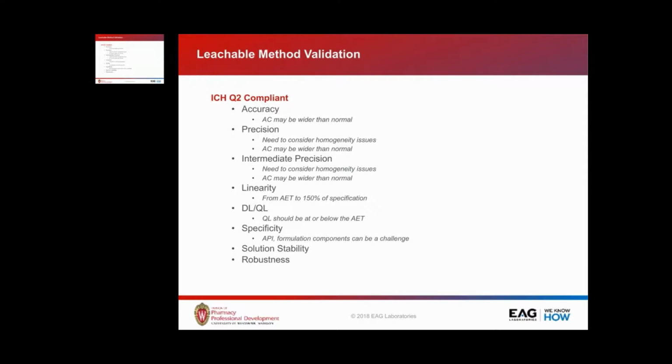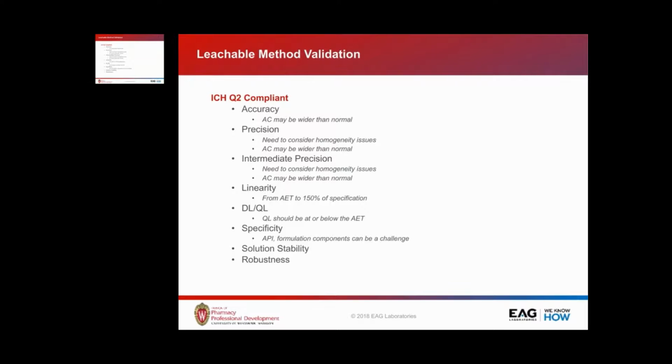Precision gets to be complicated from a homogeneity standpoint. For example, if you're dealing with MDIs, it's actually not uncommon to have leachables profile actually vary slightly from individual MDI to MDI. So when you're validating that, you need to ask, how am I going to make sure I'm looking at a homogeneous sample prep? And that usually means combining multiple different product or individual units together to make a homogeneous solution. And again, the acceptance criteria may be wider because you are dealing at a much lower level. Intermediate precision, the same issues that you have with precision.